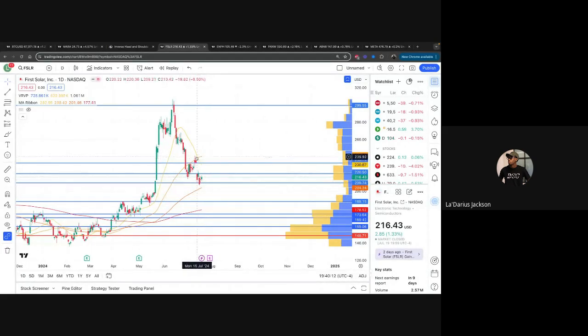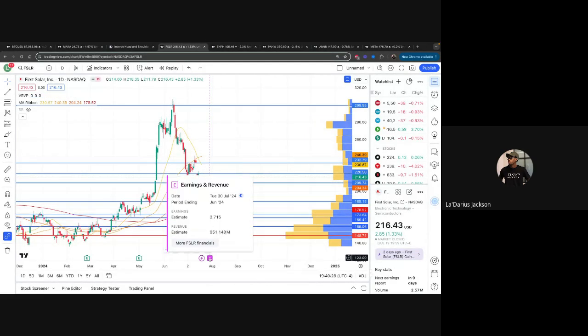The reason I'm saying that is because we have this 20 MA that crossed under the 50. Anytime we have the 20 MA cross under the 50, that's not a good thing, and the stock can continue to drop. What I'm waiting for here is to see what happens on earnings. It has earnings here on the 30th of July.